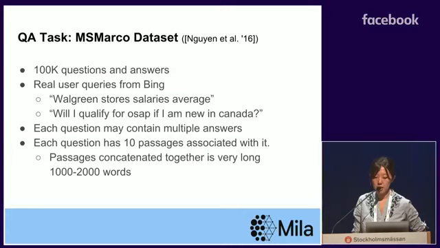The first task is the MS Marco data set. This is 100,000 question answering pairs from real user queries from Bing. Some examples of these queries are "Walgreens sales average" and "will I qualify for OSAP if I'm new to Canada?" As you can see, the questions are not always perfectly grammatically correct, but they make sense. Each question contains one to multiple answers, and each question is accompanied by 10 passages associated with it. We concatenate all the passages together, and this forms a long sequence of a length of 1,000 to 2,000 words.